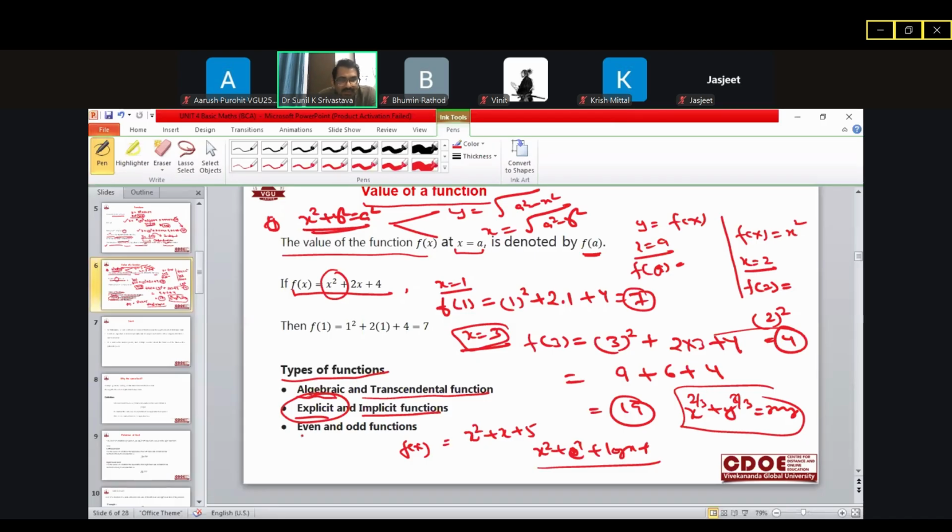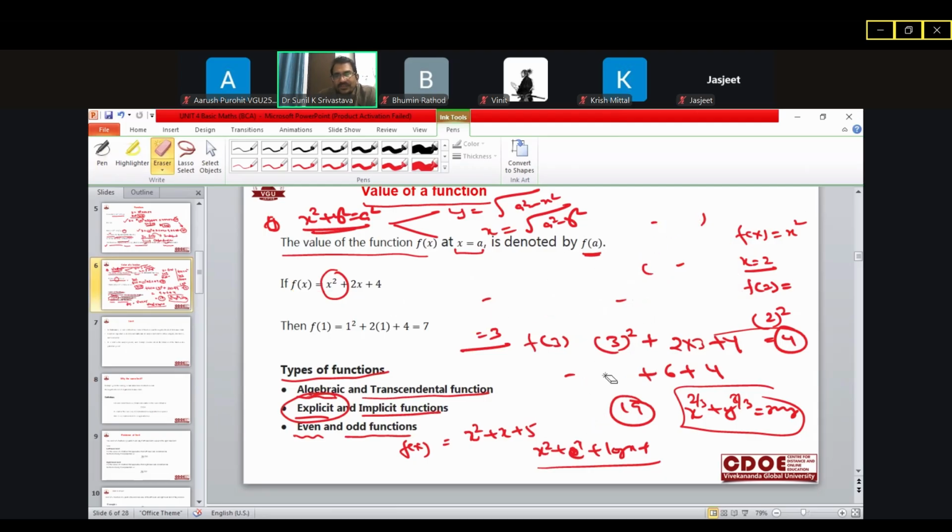Under this we have the concept of the even function and the odd function. Before going to understand this concept of even and odd, we have to erase first.